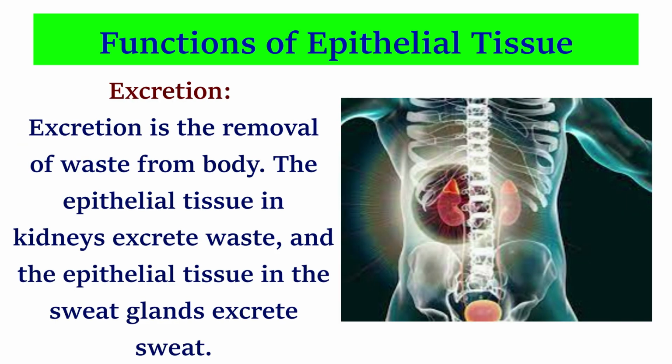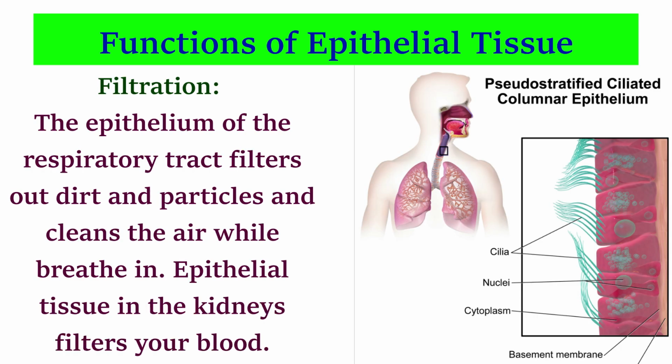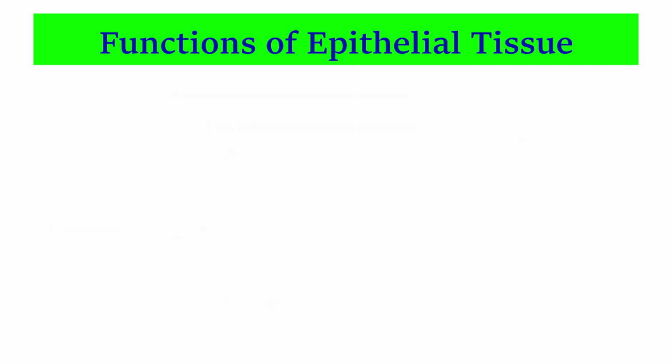Excretion. Excretion is the removal of waste from the body. The epithelial tissue in kidneys excretes waste, and the epithelial tissue in the sweat glands excretes sweat. Filtration. The epithelium of the respiratory tract filters out dirt and particles and cleans the air while breathed in. Epithelial tissue in the kidneys filters your blood.